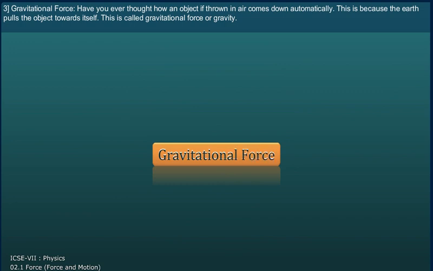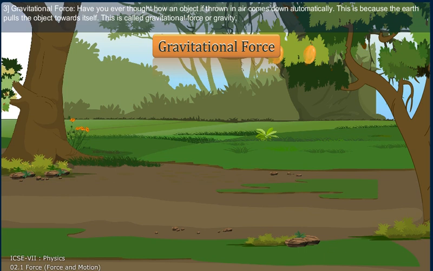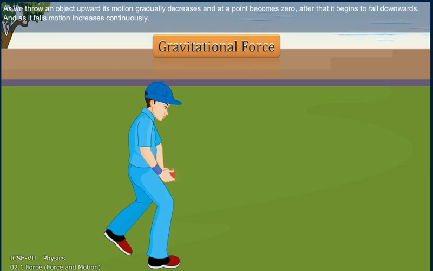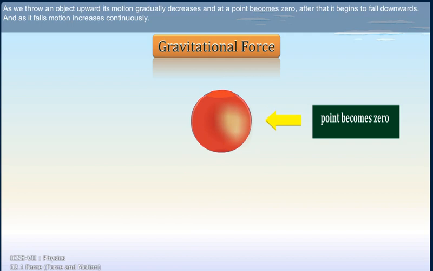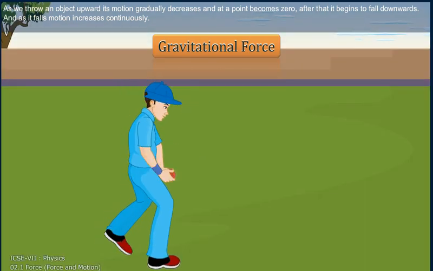Three, gravitational force. Have you ever thought how an object, if thrown in the air, comes down automatically? This is because the earth pulls the object towards itself. This is called gravitational force or gravity. As we throw an object upward, its motion gradually decreases and at a point becomes zero. After that, it begins to fall downwards, and as it falls, its motion increases continuously.